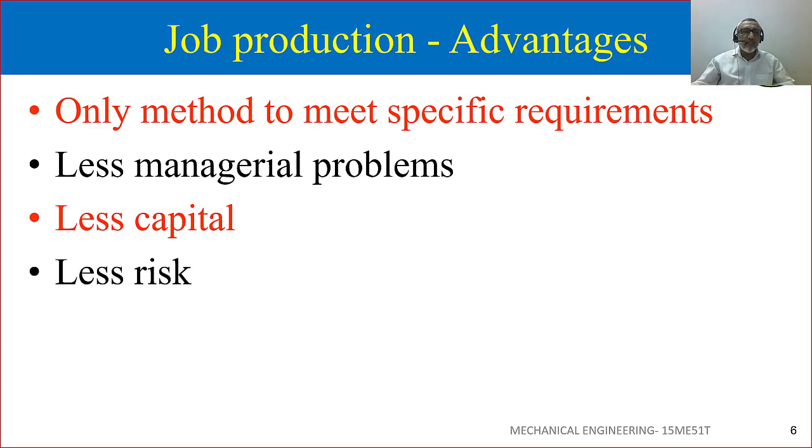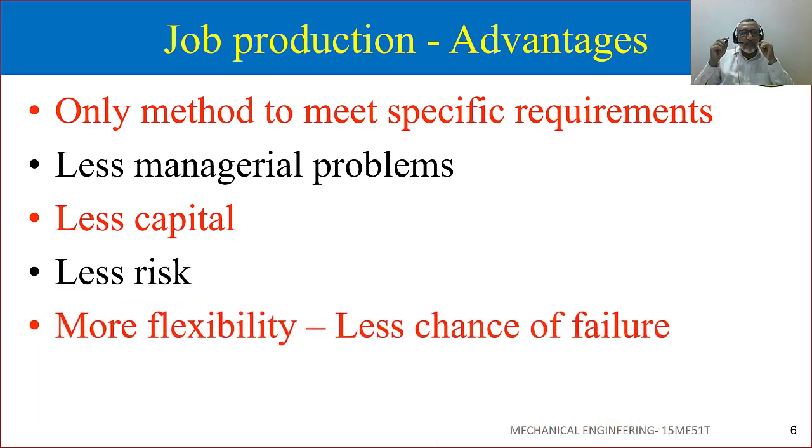There is less risk of failure or risk of loss because you are not producing anything without an order. So that means you are producing only if there is an order. In that case, you will not be producing large quantities that will lie in your godown. So that risk is not there in job order production.